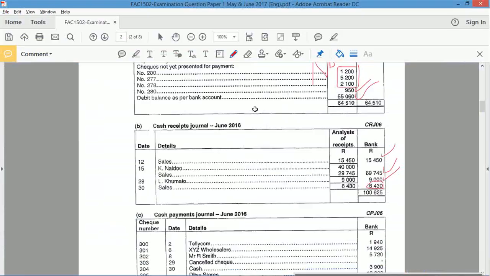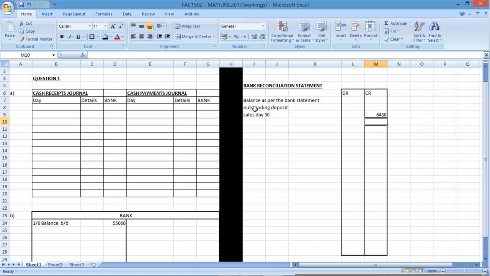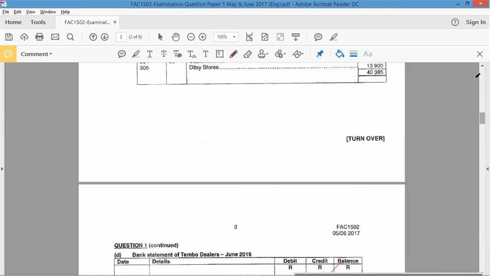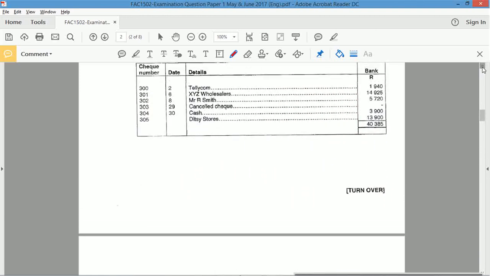There's no document number here. The sale was for how much? 6430. Okay, there's the sale. Right, so now I've circled that, I've recorded it, so I can tick it. It's done. Okay, so now I've looked at everything here. That's out. Let's check the cash payments.